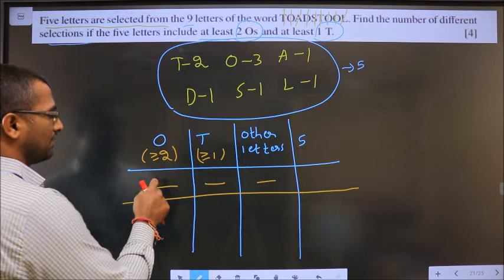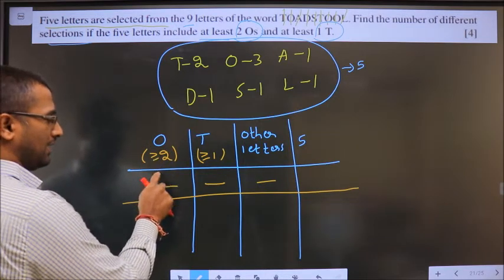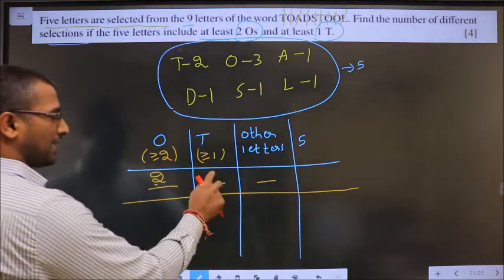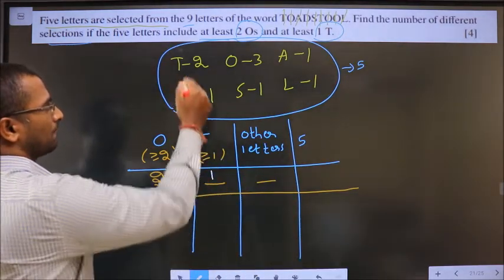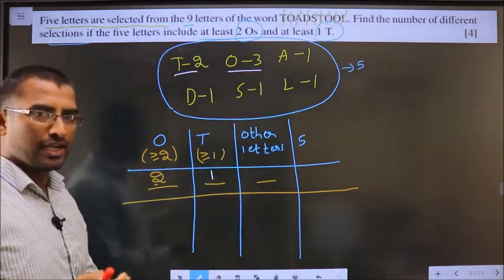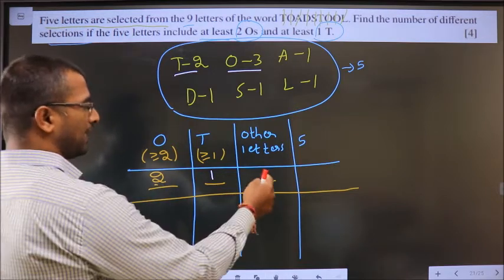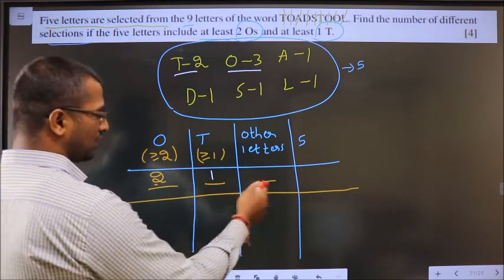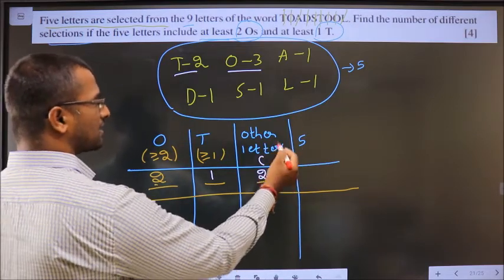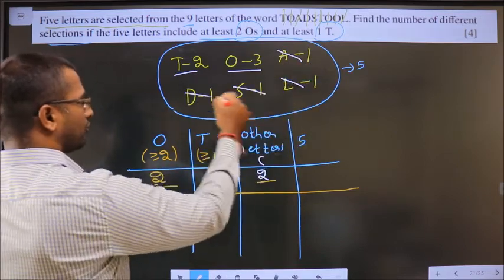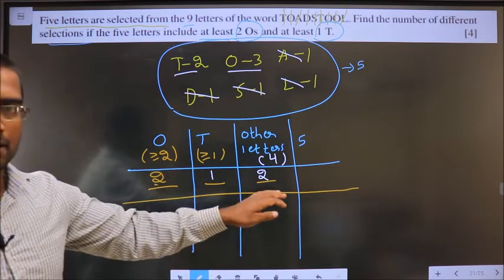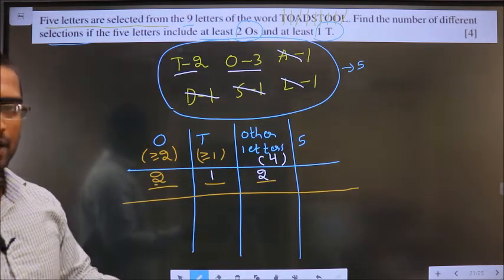If I start with at least 2, let us say I have taken 2. Then at least 1, let us say I have taken 1. So these 2 letters should not be included again. So from the remaining, I need to select how many? 2 plus 1, 3. So here it has to be 2. Then only the count will be 5. And the other letters are 1, 2, 3, 4. Okay. So one set of numbers I have found. Let us see for the other option.